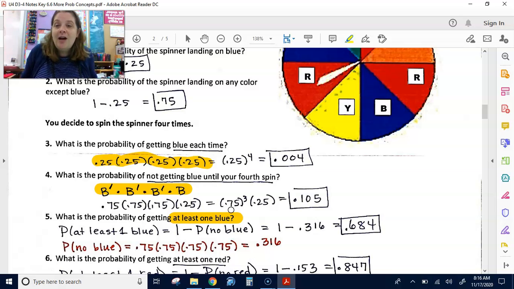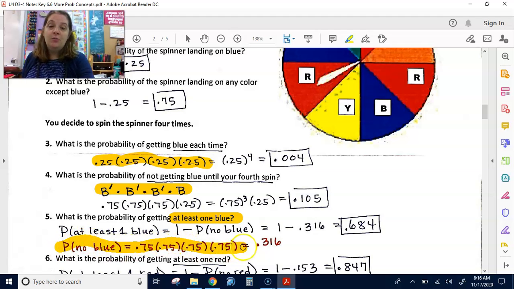So the only way you're not going to get at least 1 blue is if you get no blue at all. Okay, now I can figure out the probability of getting no blue at all. No blue at all would look like 0.75 times 0.75 times 0.75 times 0.75. That's the only way you're going to get not blue at all. Okay, that's really easy. Not blue, not blue, not blue, not blue. Okay, it's a very easy calculation. It ends up to be about 0.316.